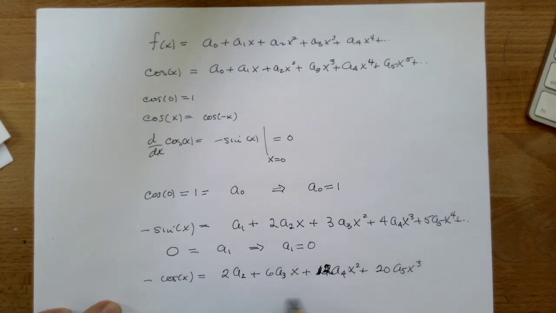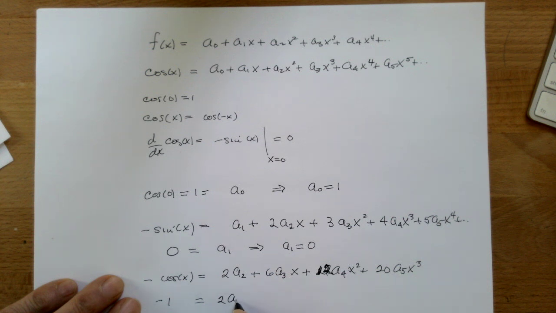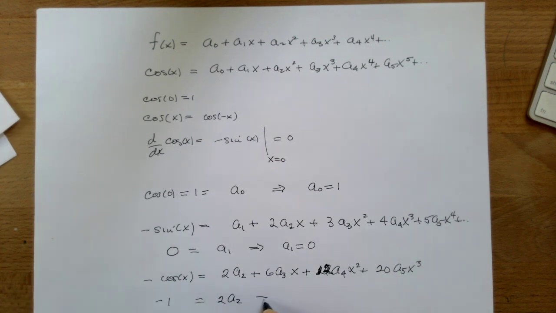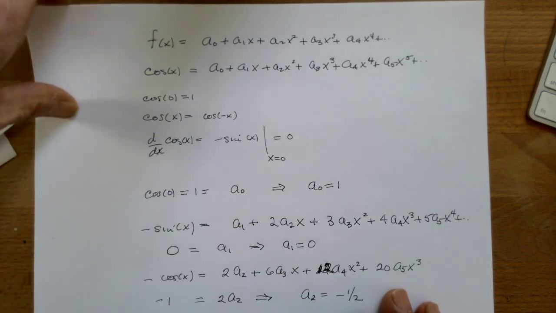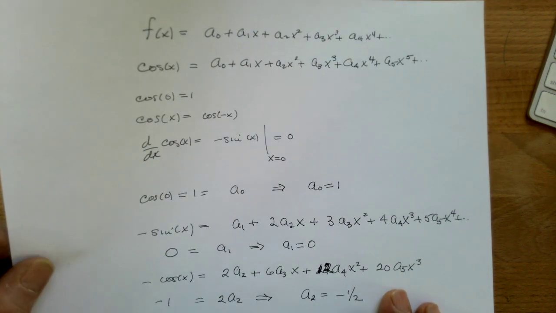Now we plug in x equals 0 again, and we get minus 1, because the cosine of 0 is 1, equals 2a2, and the rest of the terms go away. That means that a2 is minus a half. So let's stop here and see if we can do some calculations.